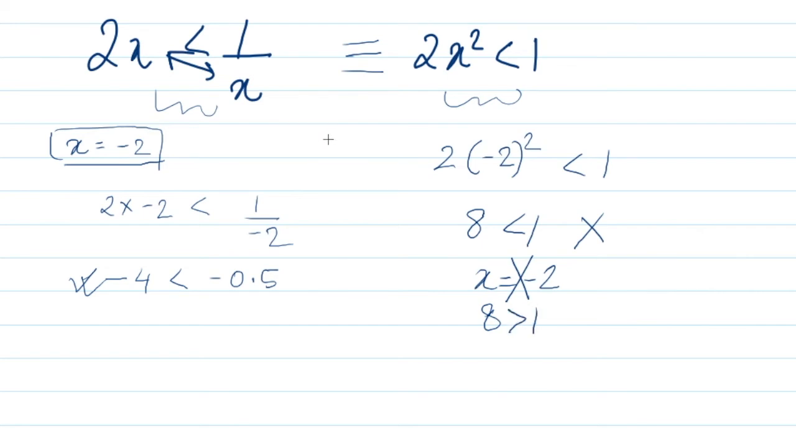What this tells us is that by multiplying by x without knowing its sign, we have made a mistake. And this simple mistake could cost you a lot of points on the GMAT exam. Let's take another quick example.